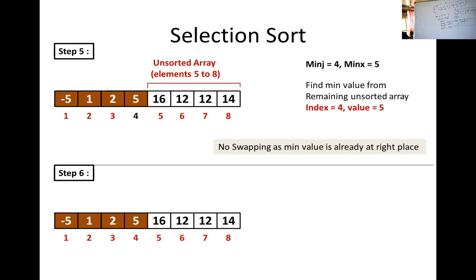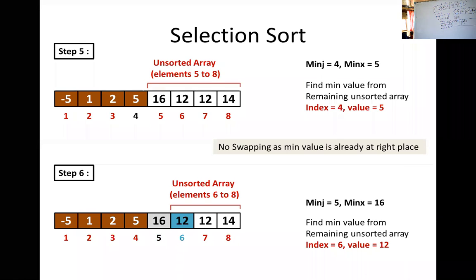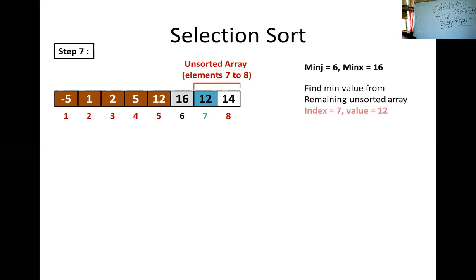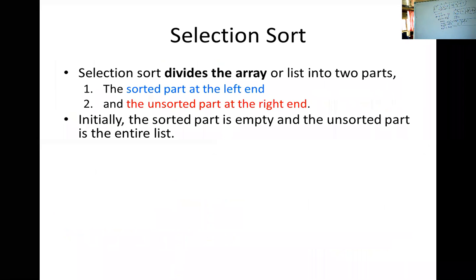So this way. Again 12, 16 and 14. 12 is the smaller value, so this. Always you have to take the minimum value from the remaining elements and swap it with the last index of I. So this is this way. Fine, so swapping is done this way.